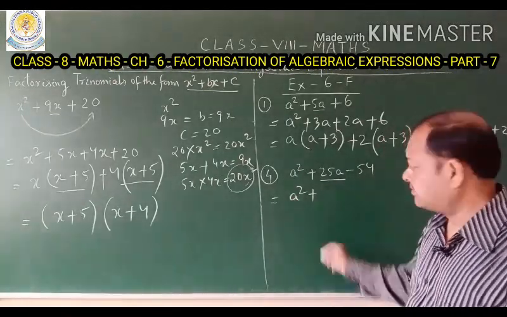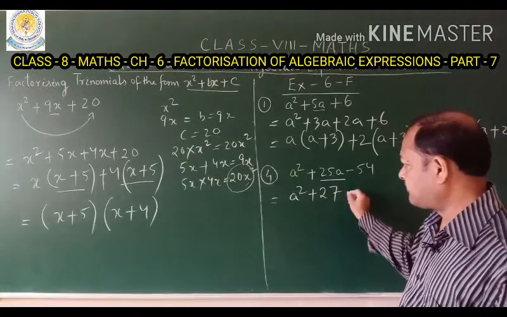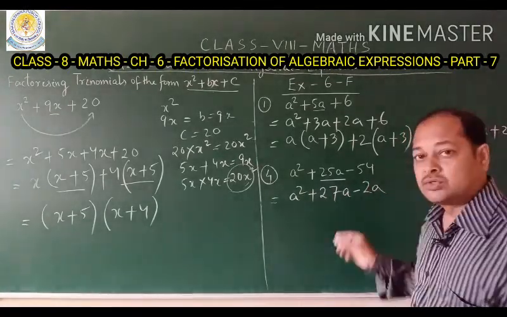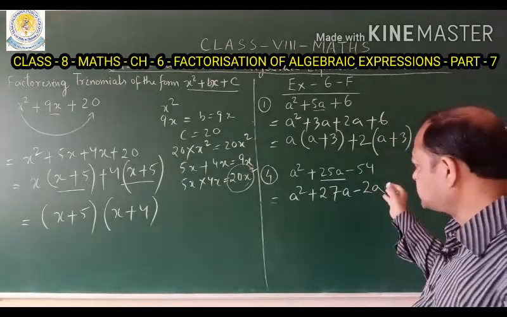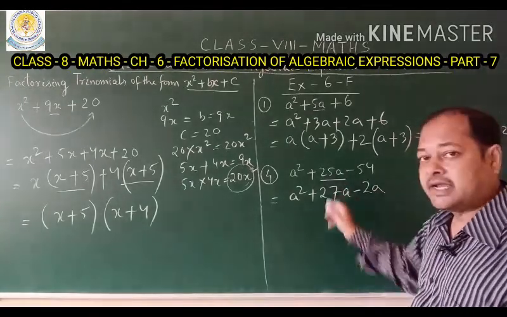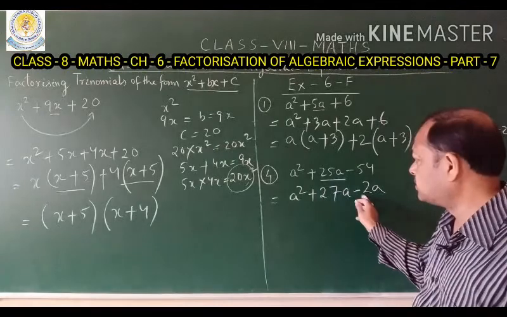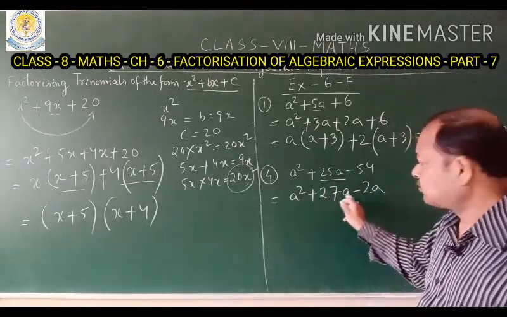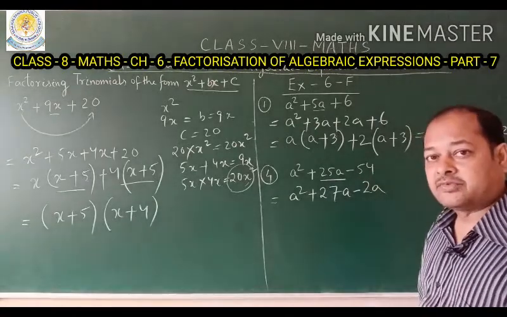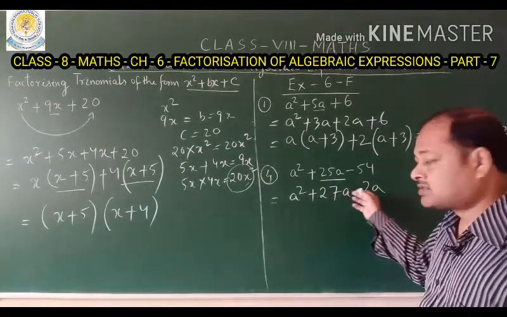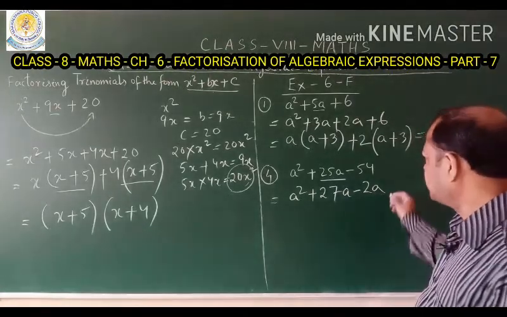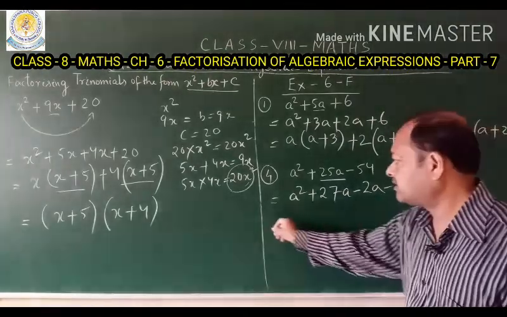If I write here 27a minus 2a, so how much will I get? 27 minus 2, that is 25, and if I multiply 27 with 2, I am getting 54. Yes, these two terms are 27a and minus 2a. Minus 54 can be written down here.